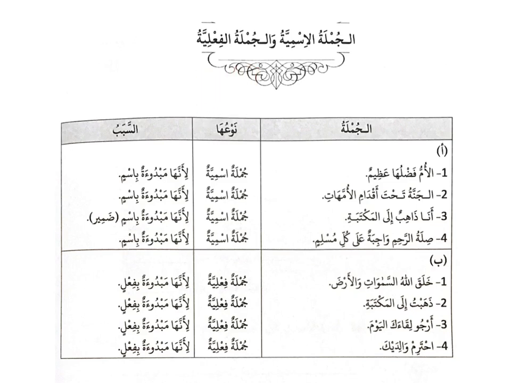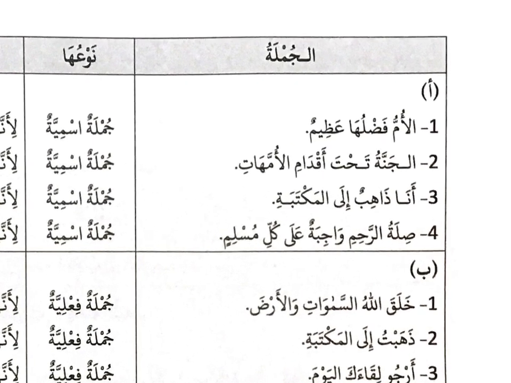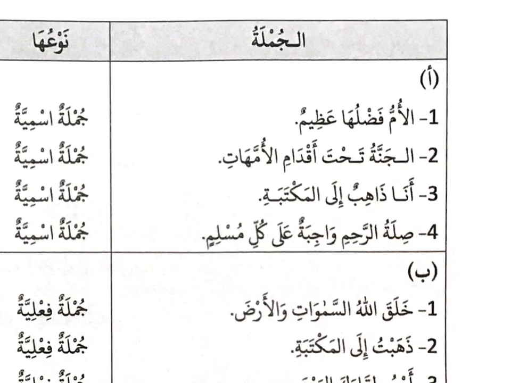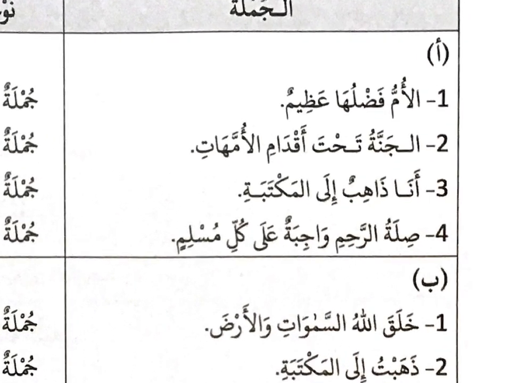Let us look at the examples. In the first group, this is for the jumla ismiyya, for the nominal sentence, and in the second group of examples is for al-jumla al-fi'liyya, for the verbal sentence. Let us look at the first group, which is al-jumla al-ismiyya.